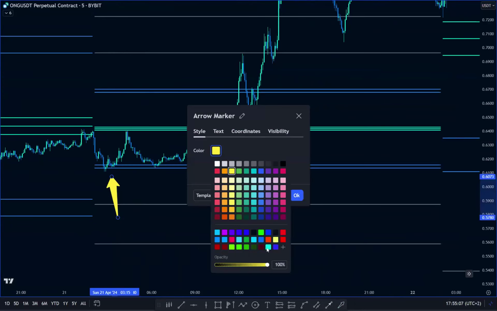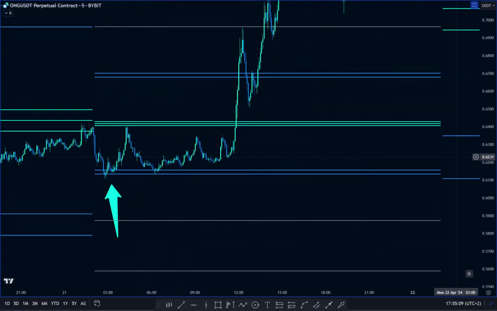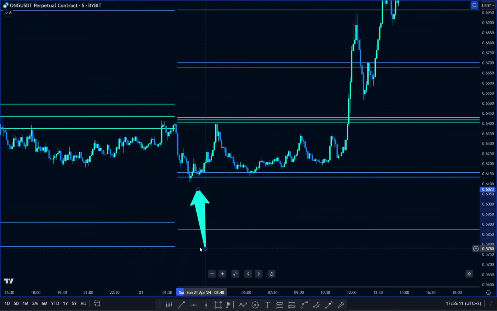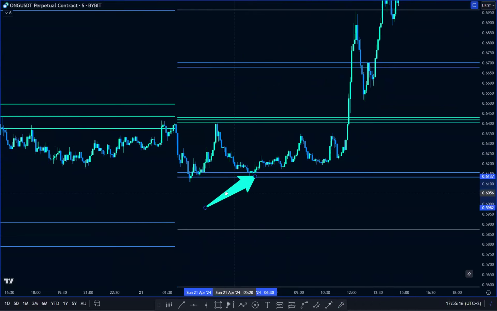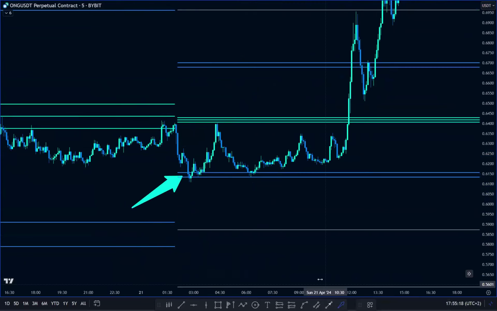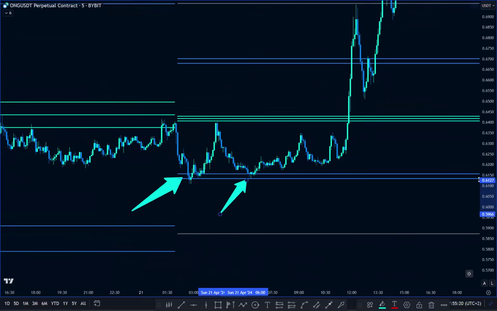And the first location is going to be the bottom of the range. So we want to look at the bottom of the range. You can see price came down to the bottom of the range here once and twice. So our two entries were going to be over here. These were our two entries.